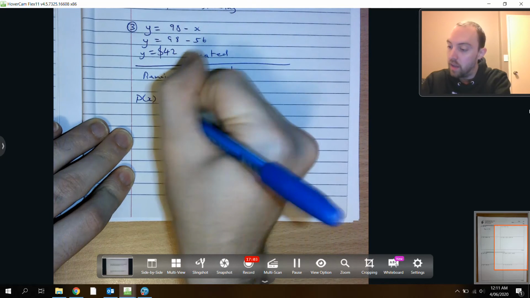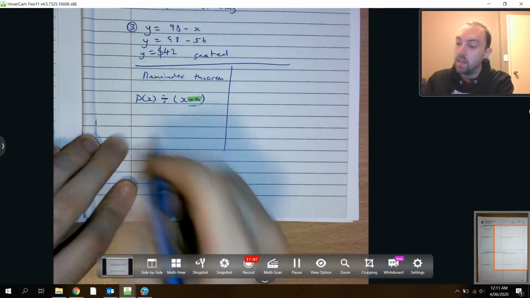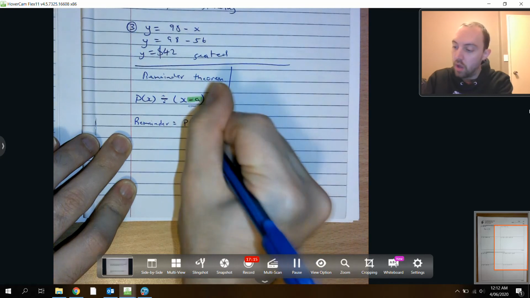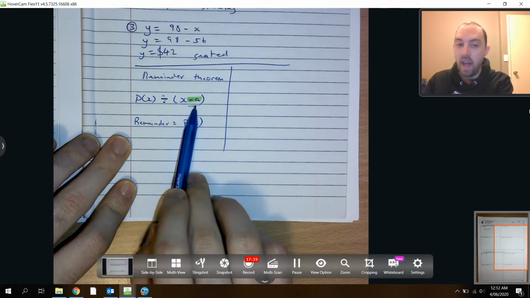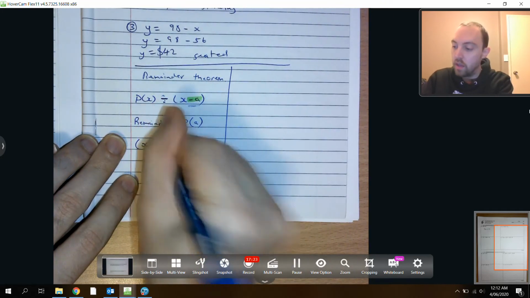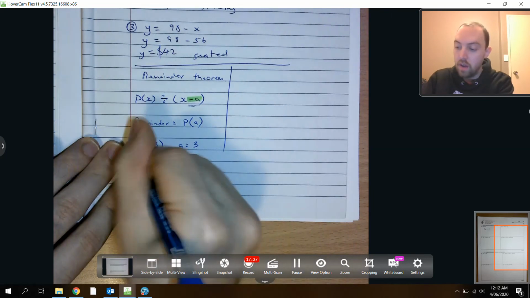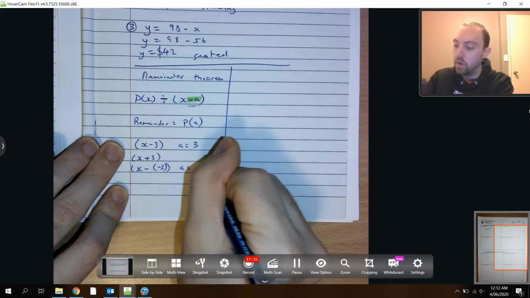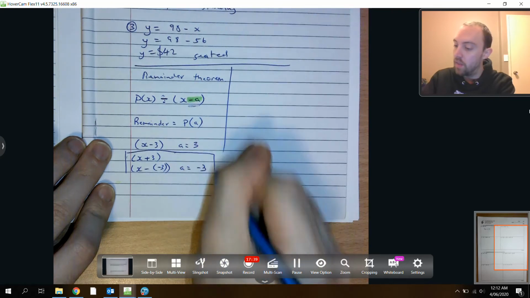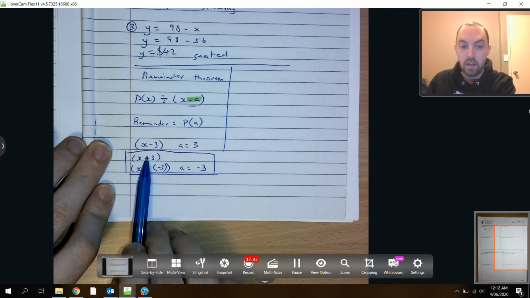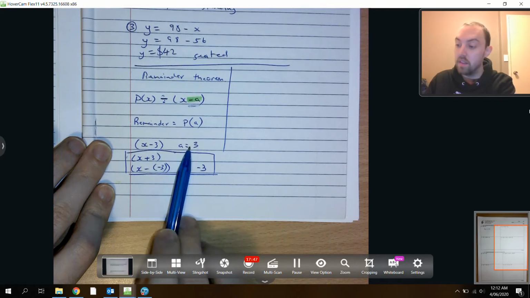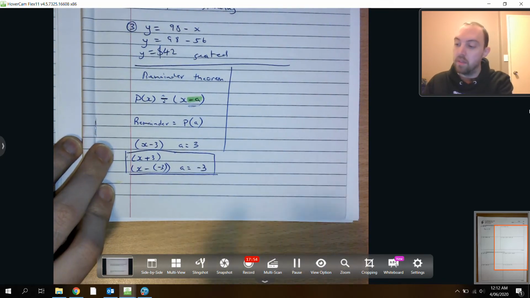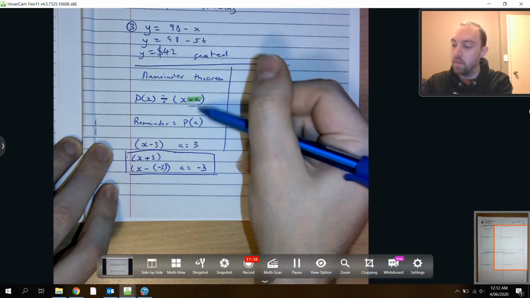If I am dividing by that linear factor here, then the remainder, what is left over, is equal to the polynomial at a. So if I had x take 3, a is equal to 3. If I had x plus 3, then x minus negative 3, a is equal to negative 3. These two are the same thing. So if you see a plus there, a is actually negative. If you see a minus there, then a is actually positive. A bit strange, a little bit hard to get used to with everything else that we've done, but that's the remainder theorem. P of whatever that number is.